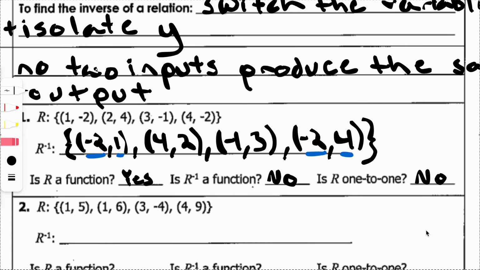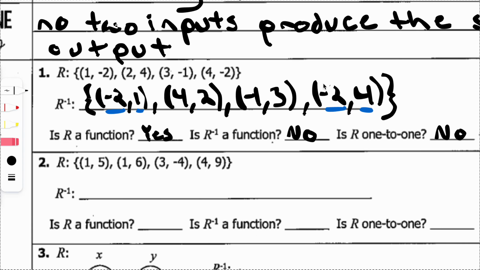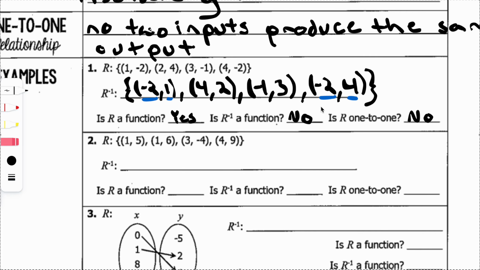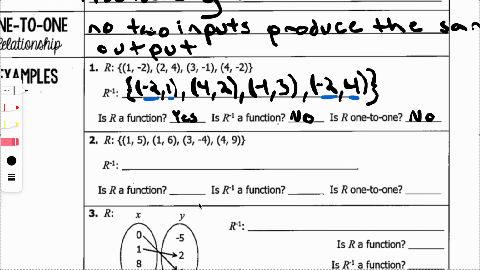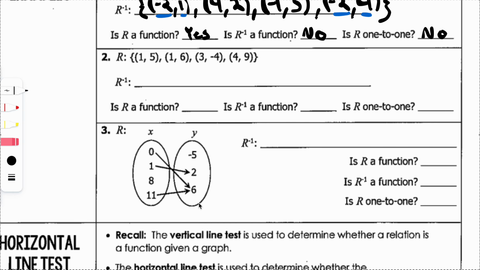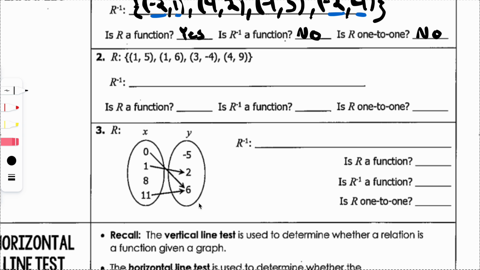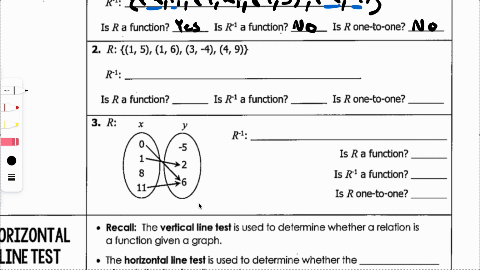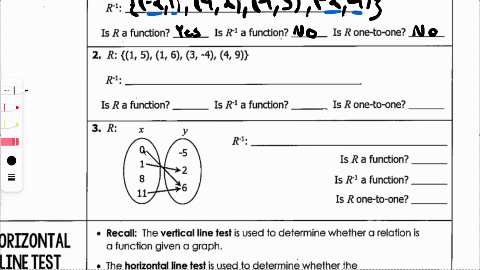So it's not one-to-one. Okay? Great. So basically using the information we just talked about, try doing number 2. And actually try doing number 3 too. Okay? It's the same thing. But for example, this point would be 0, 6 in our relation R. So in our inverse, it would be 6, 0. Okay? If that makes sense. But it's the same type of question.